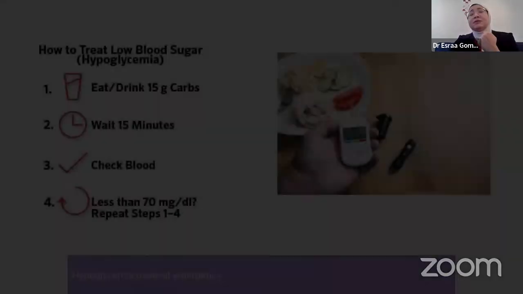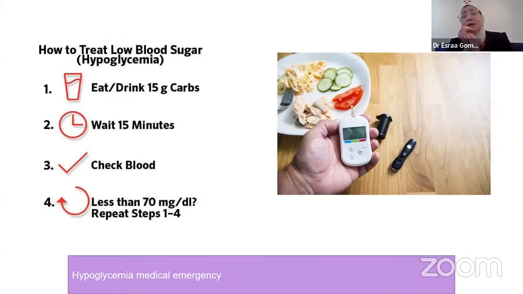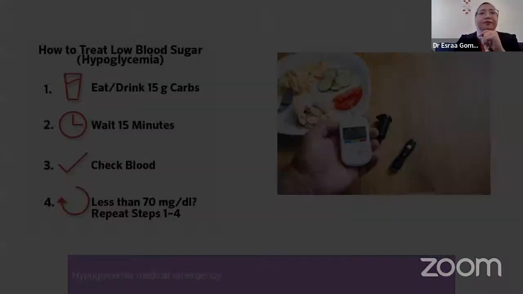If your patient is having a hypoglycemic coma and has already lost consciousness, you have nothing to do but give him glucagon 1 milligram. It's preloaded, and you can have it in your clinic. It should be in your medical emergency kit, as any dental practice should have.